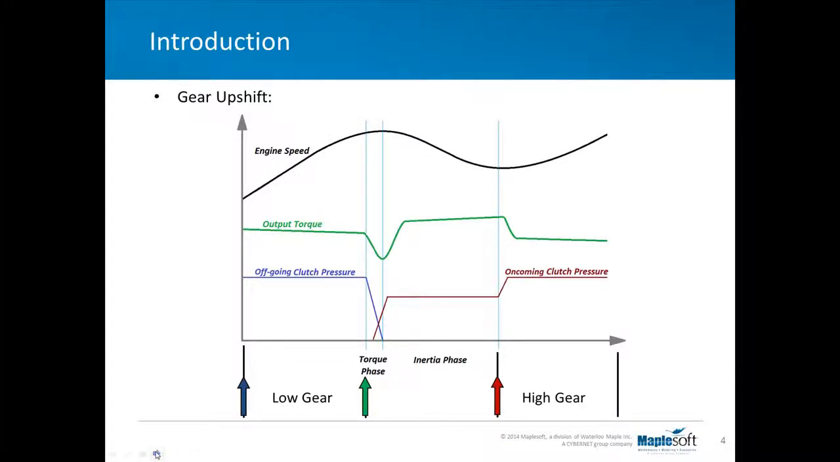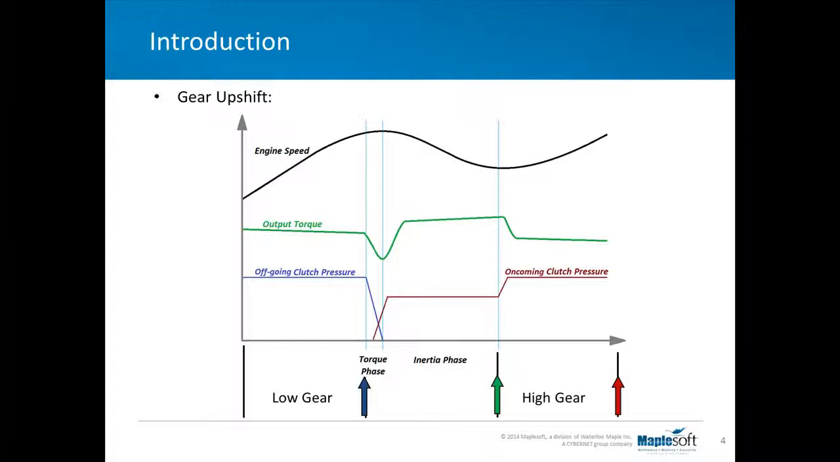First, let's take a look at the corresponding diagrams for the gear shift process. In this case, we have a gear shifting upward. When the transmission operates and one gear is fully engaged, as the engine speed increases, output torque decreases. While shifting from one gear to another, this behavior changes, and two different phases are detected in the output torque, which are called torque phase and inertia phase.